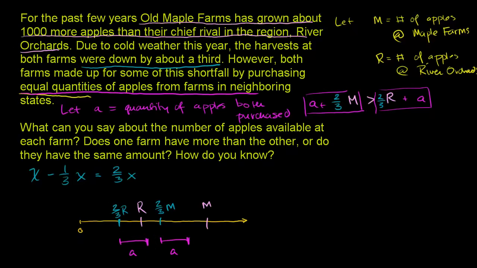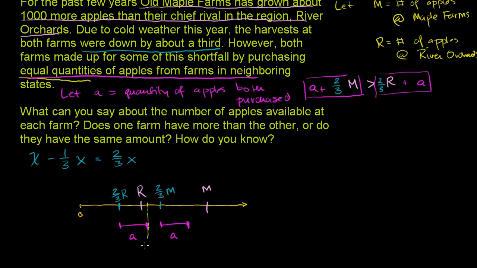So when all is said and done, River Orchards is going to have this many apples in the year that they had less production, but they went and purchased more. This value right here is 2/3 R plus A. That's what River Orchards has. And then Old Maple Farms has this value right here, which is 2/3 M plus A. Everything said and done, Old Maple Farms still has more apples.